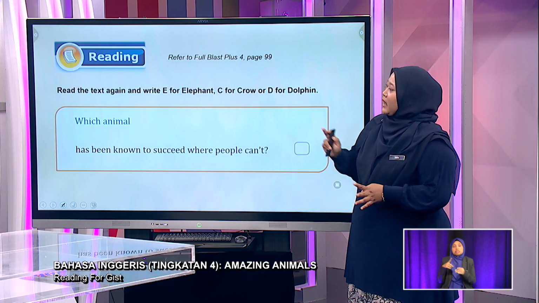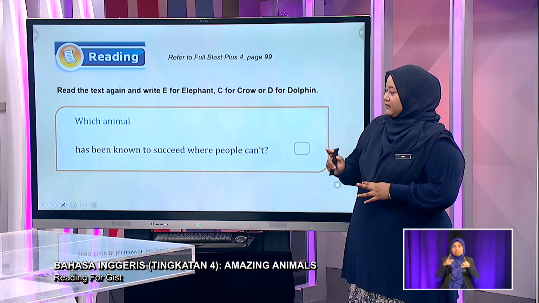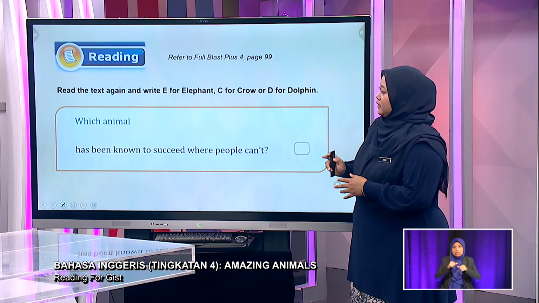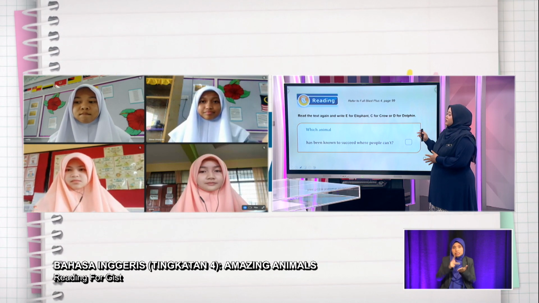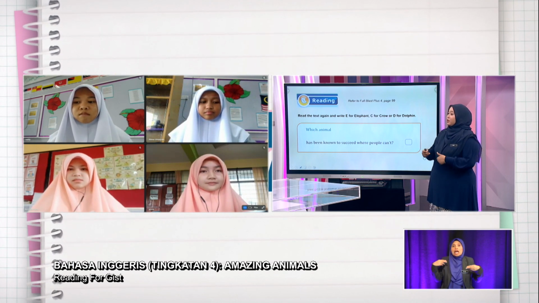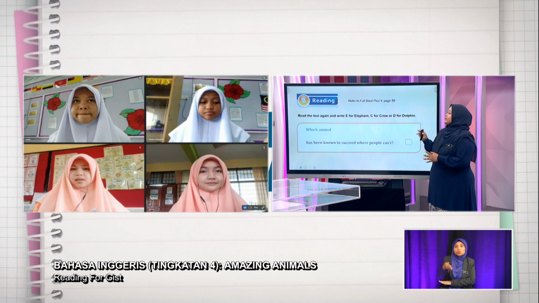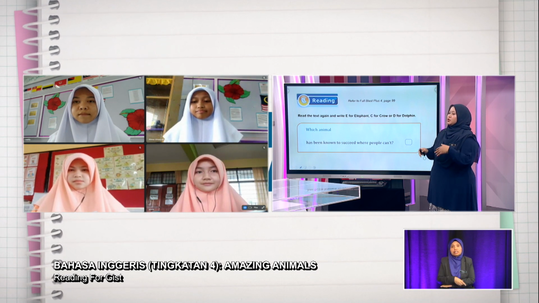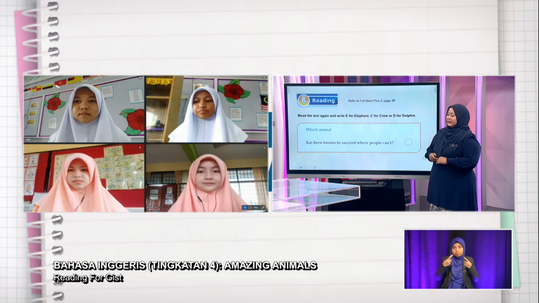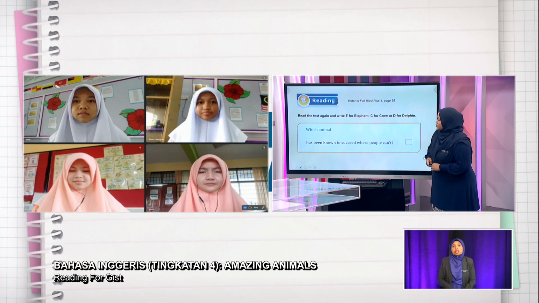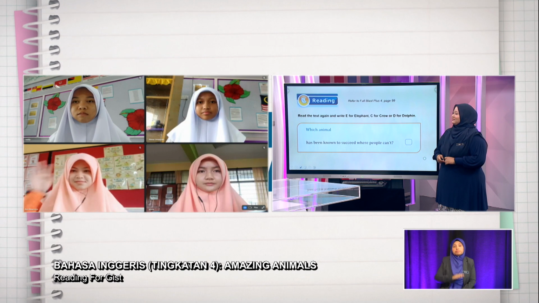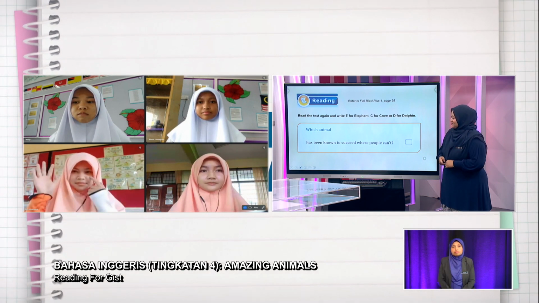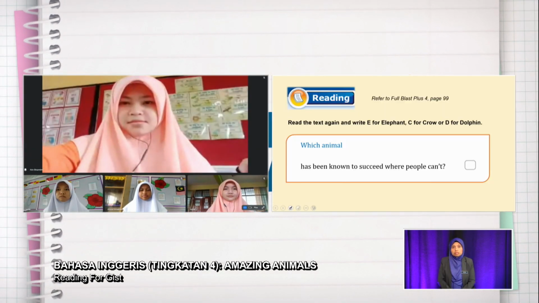So our students are going to continue our activity from previously. For this activity, they are going to read the text and then identify whether the statement given is related to elephant, crow or dolphin. The same activity can be referred to the 3 texts previously. We are going to start with the first question. Can I have a volunteer? All right, Shamimi. Can you please read the question first?